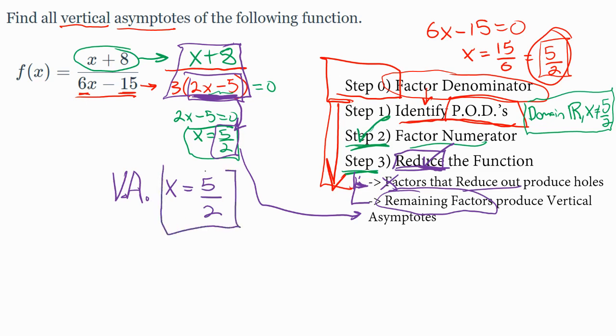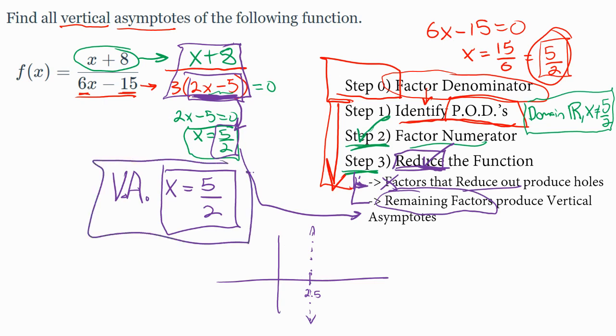We need to write x equals 5 halves because it's a vertical line. So what's happening is at the x value of 5 halves, which is like 2.5 here, we would put a dotted line to identify that there is a vertical asymptote where this graph heads to either positive or negative infinity on each side of this line. And that's a conversation for another day when we get into graphing. But for now, 5 halves is the vertical asymptote.